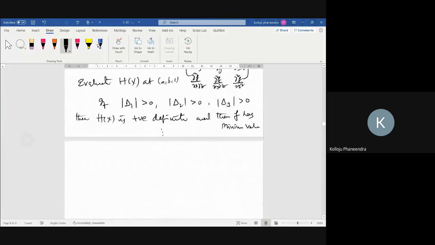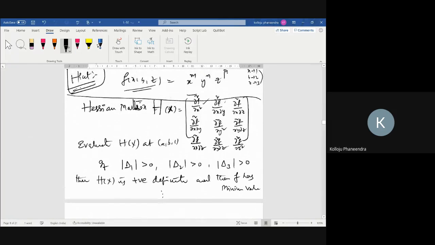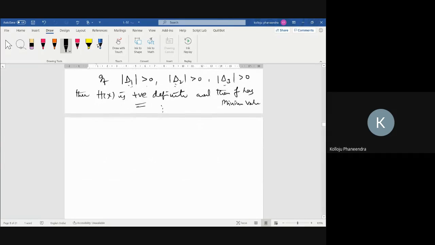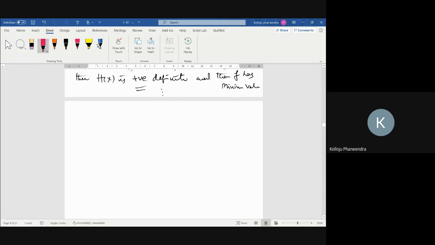And if it is alternately negative, positive, delta 1 negative, what is delta 1 means? First 1 by 1 determinant. Delta 2 means what? First 2 by 2 determinant. Delta 3 means what? These are called principal minors. If these principal minors are alternately negative, positive, then h of x is called negative definite, then it possesses maximum value. This is the theory. Now coming to another one.